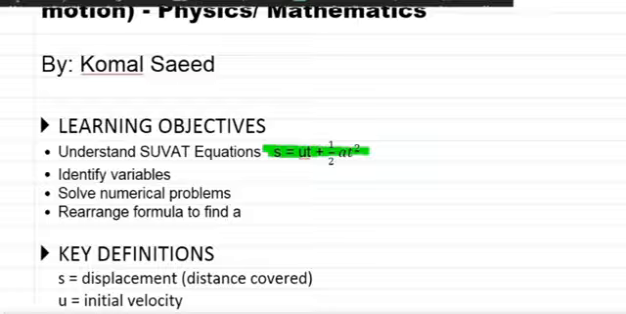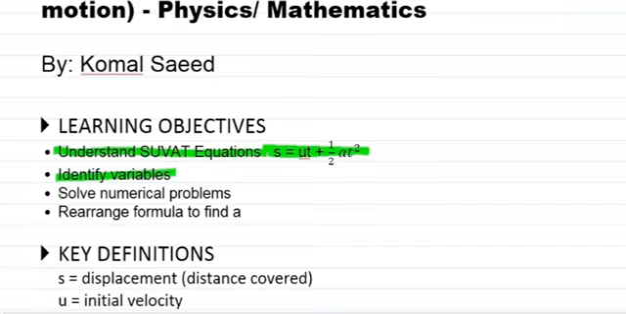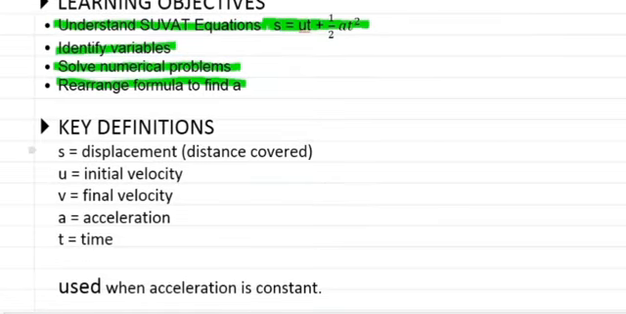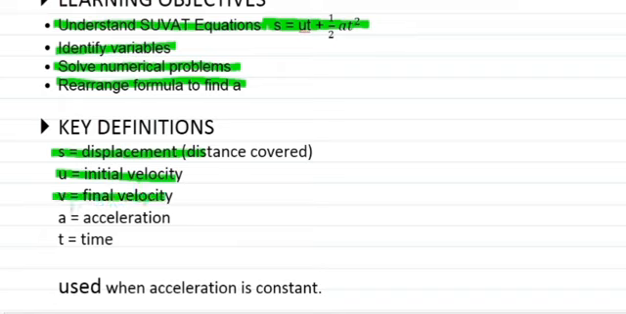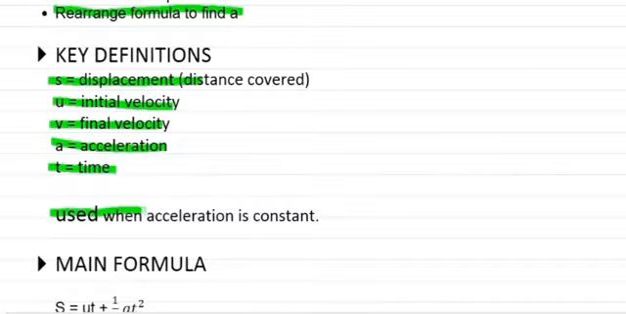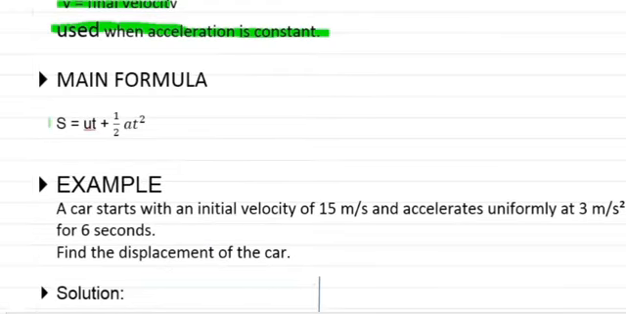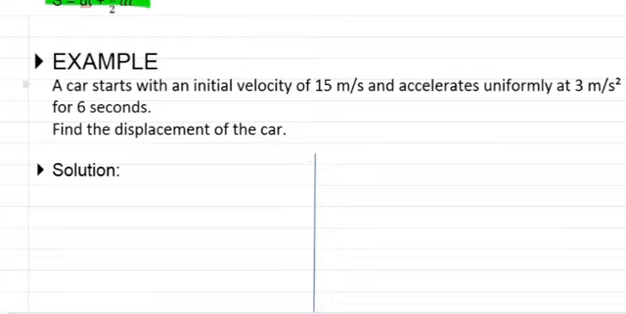The learning objectives of this lecture are: understand the SUVAT equations, identify the variables, solve numerical problems, and rearrange the formula to find a, or acceleration. The key definitions are: s is displacement, u represents the initial velocity, v represents the final velocity, a represents the acceleration, and t represents the time. Keep in mind that this equation is used when acceleration is constant. You can see the main formula on the screen as well. Now let's solve an example to understand this formula more clearly.